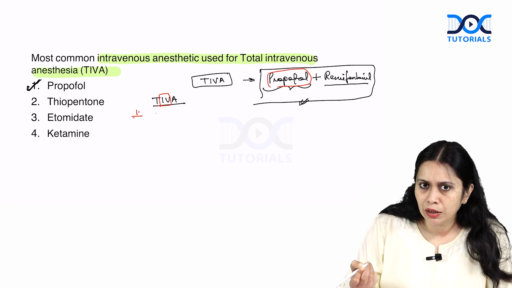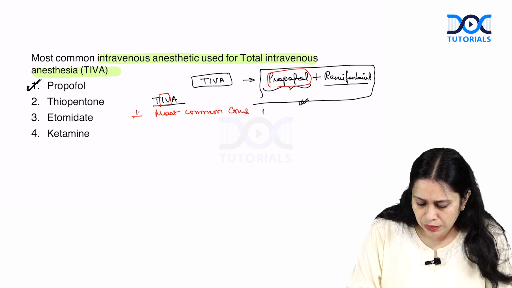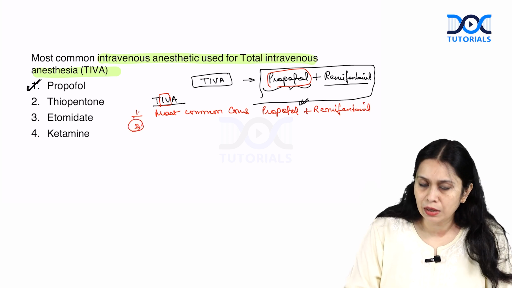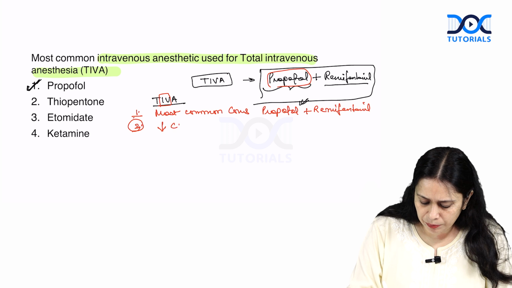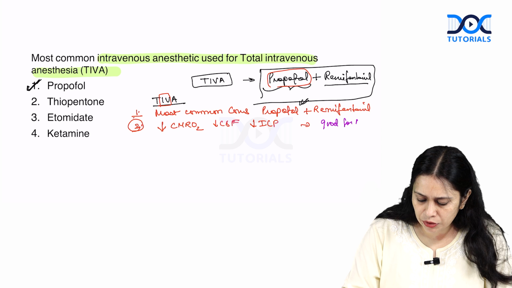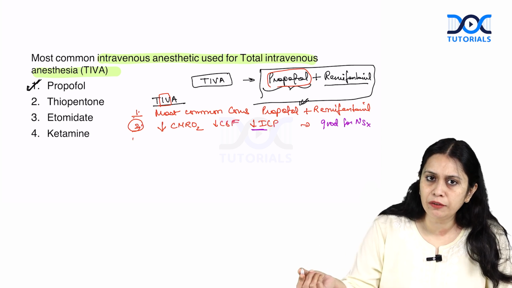First advantage of 𝗃𝗏, that we are using propofol, right? The most common combination is propofol and remifentanil. The second important point that 𝗃𝗏 decreases cerebral metabolic oxygen requirement, cerebral blood flow, and intracranial pressure. So it is good for neurosurgery. Inhalational would increase ICP. So would prefer IV, 𝗃𝗏 for neurosurgery.